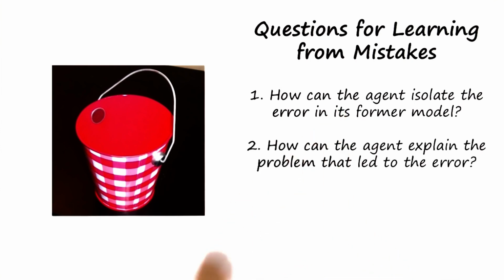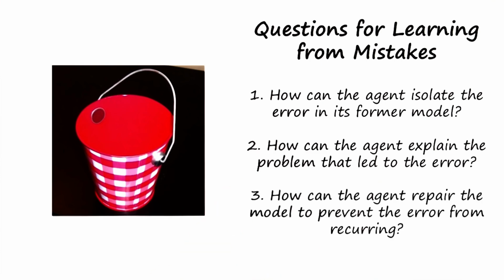The second question is, how can the agent explain to itself that the fault it has identified, the error, in fact led it to the problem, to the failure? Having identified the fault and explained how the fault led to the failure, the third question is, how can the agent repair the fault in order to prevent the error, the failure, from reoccurring?